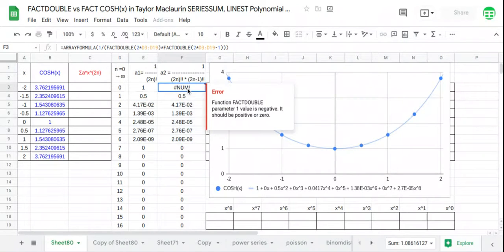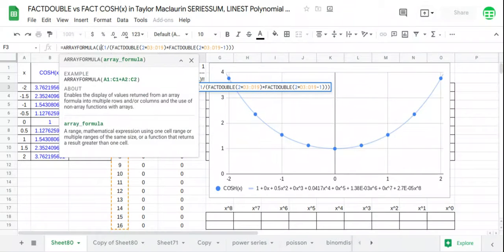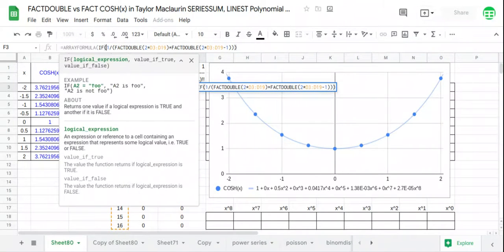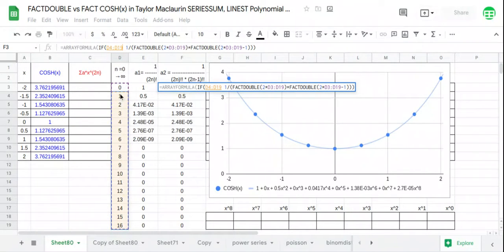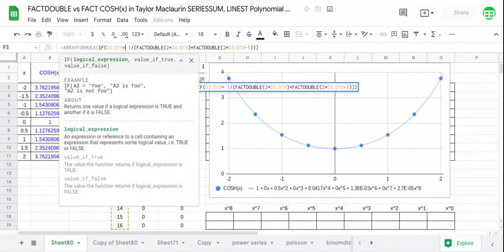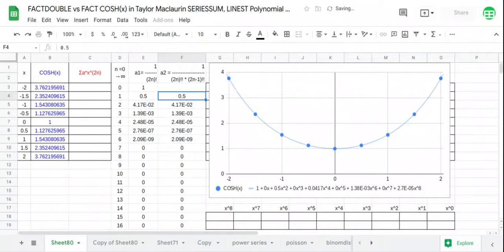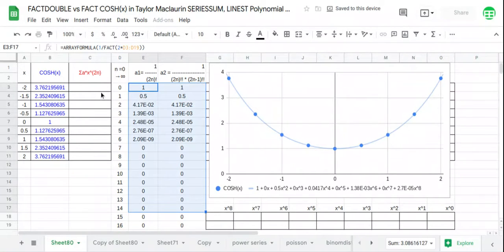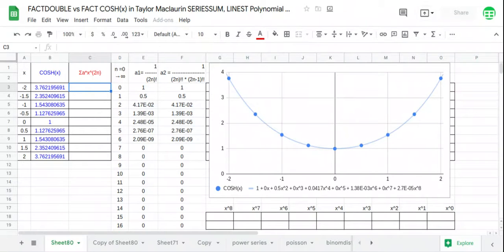We'll calculate this first part. So if n equals 0, then 1. Otherwise, calculate. Now they're exactly the same. We now continue with the expansion.